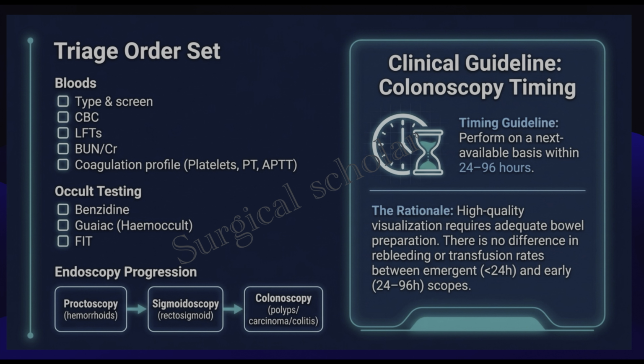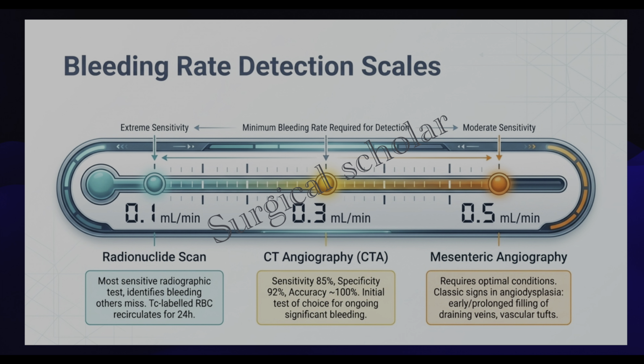A high quality visualization requires adequate bowel preparation. There is no difference in rebleeding or transfusion rates between emergent, that is the one done within 24 hours, and the early, done within 24 to 96 hours. The minor bleeds, around 0.1 to 0.3 ml per minute, are detected by the radionuclide scan, which is the most sensitive. The technician-labeled RBC recirculates for 24 hours.